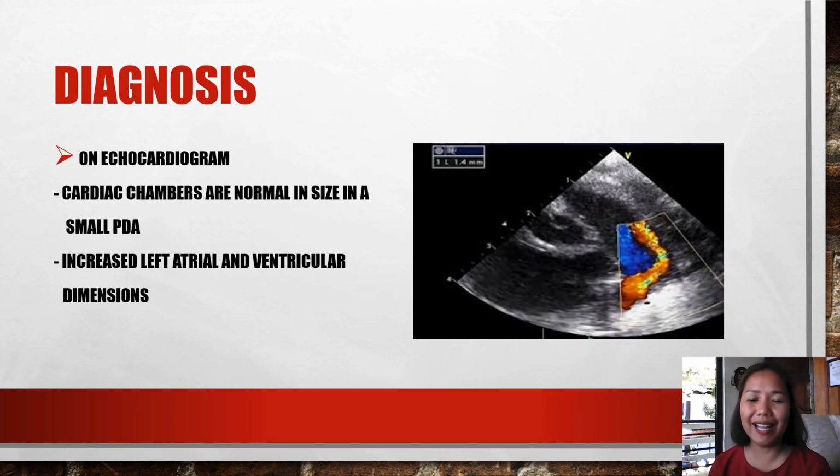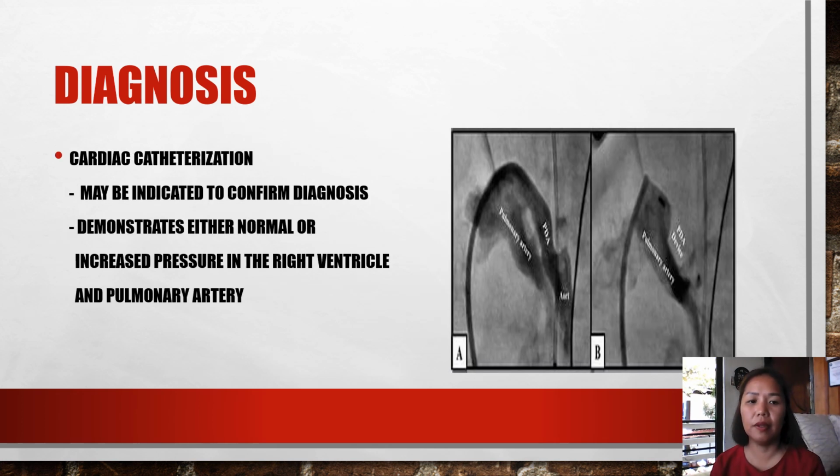This is how it looks like in echocardiogram. With large PDAs, the left atrium and left ventricle are dilated. The red color in the picture shows the appearance of PDA on echocardiogram. The clinical signs and echocardiogram are already sufficient to accurately diagnose patent ductus arteriosus. Cardiac catheterization may be indicated to confirm diagnosis, and of course to check for pulmonary arterial pressure.